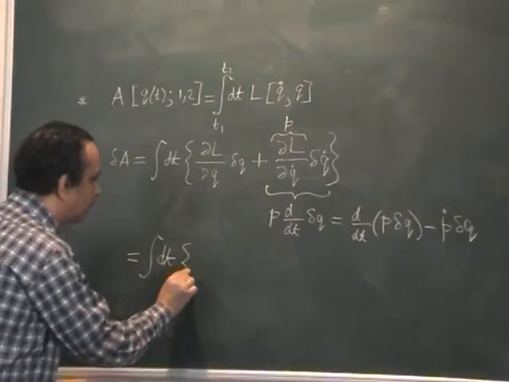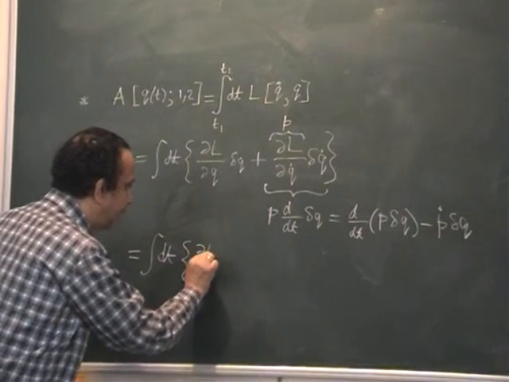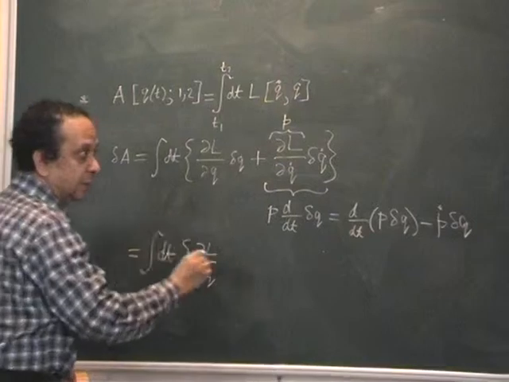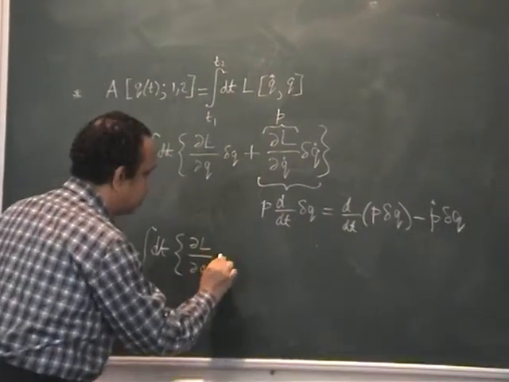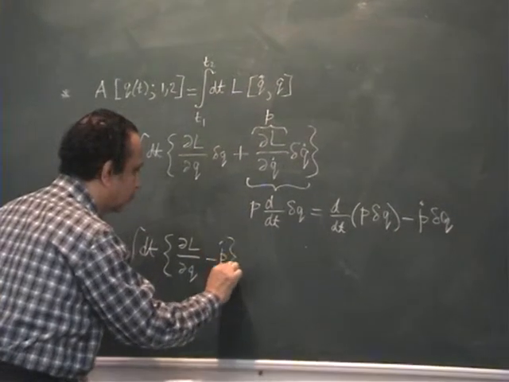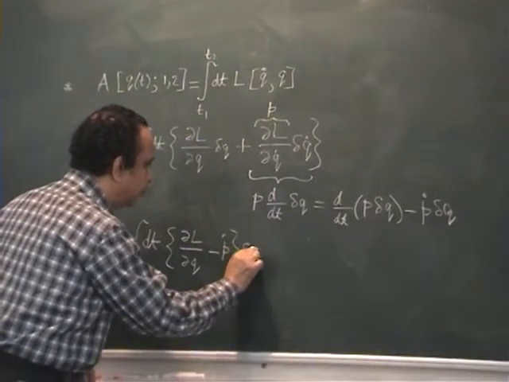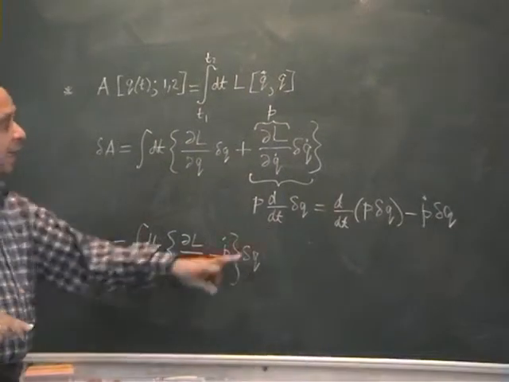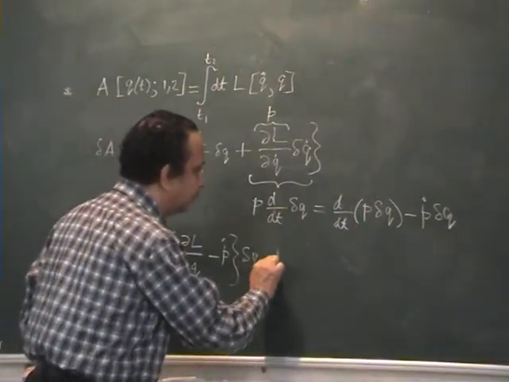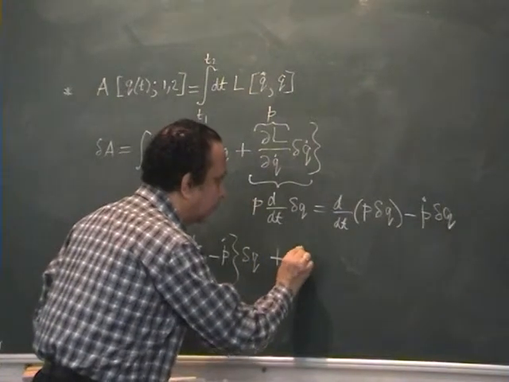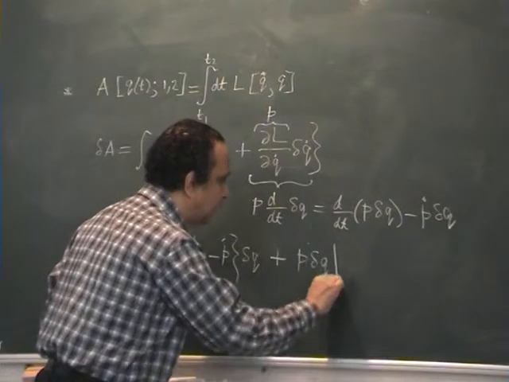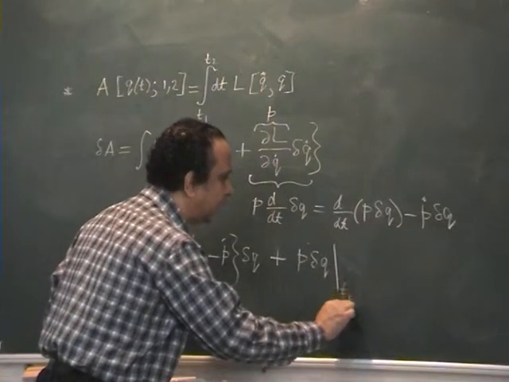integral over dt of dL by dq delta q, since delta q is common to that and delta q is also there, minus p dot delta q. Then I have this d by dt integrated over dt, which gives p delta q evaluated at the endpoints t1 and t2.